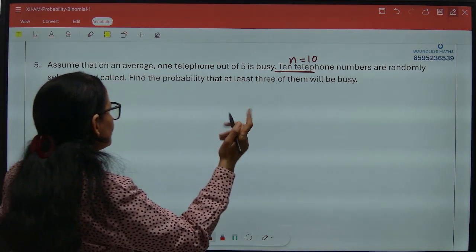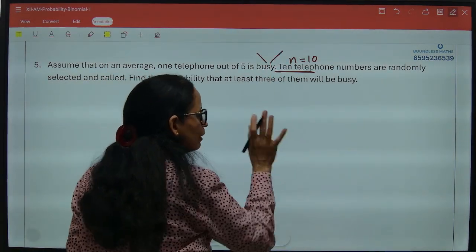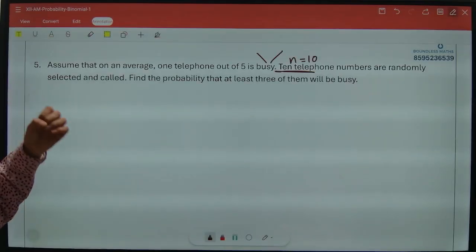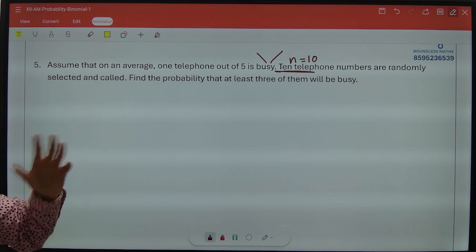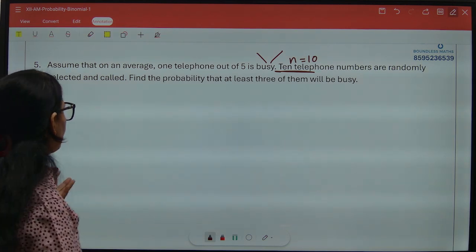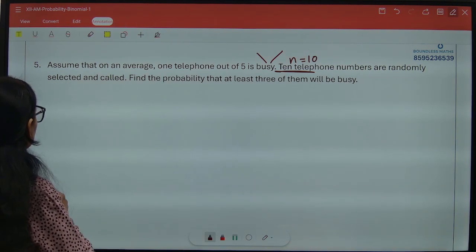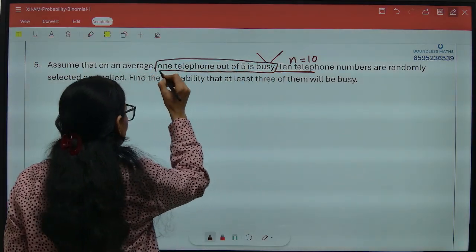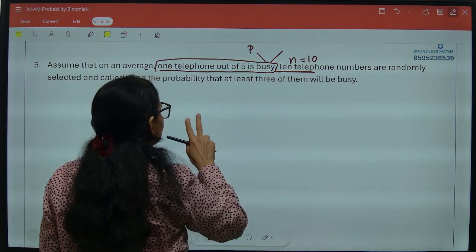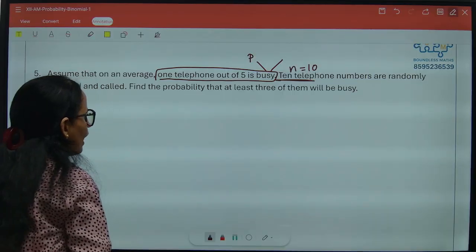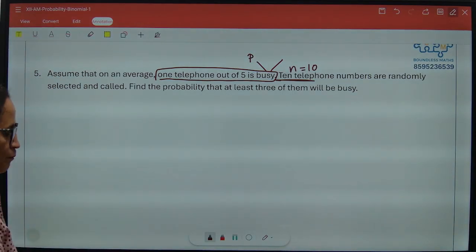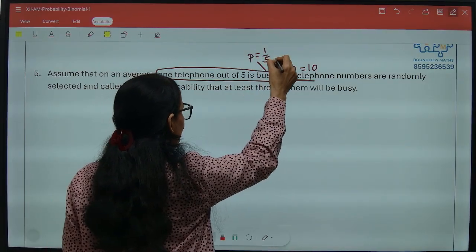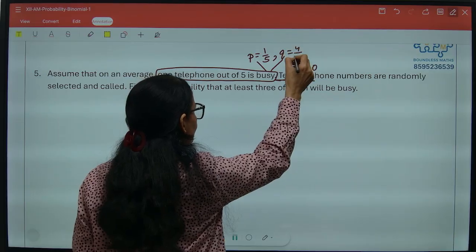So there are two outcomes, either busy or available. And the phone being busy or available, always it is going to have the same probability across trials. So let's find that probability using the first statement, that is the data point given here. It says one telephone out of 5 is busy. So that means the probability of phone being busy is 1 out of 5. So P is 1 by 5. Now if P is 1 by 5, what will be the value of Q? Q is going to be 4 by 5.